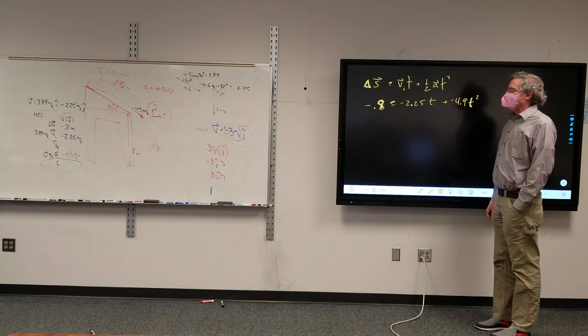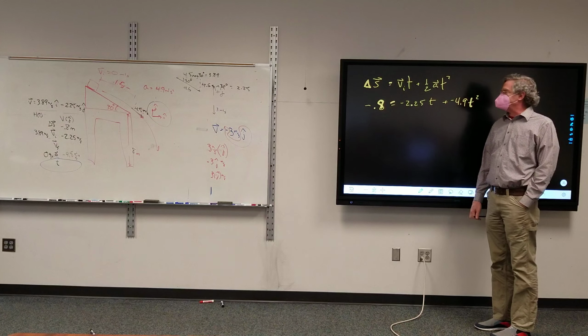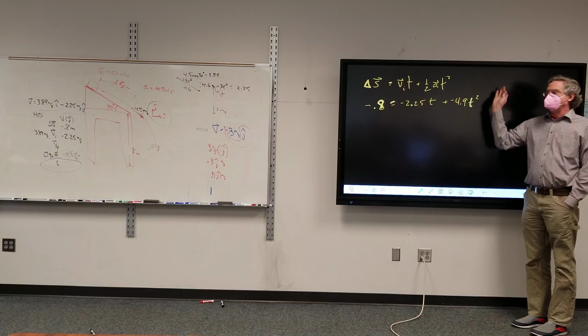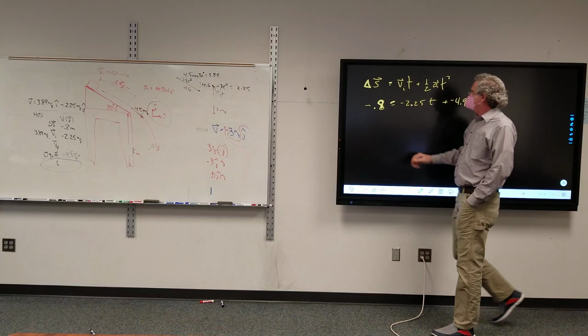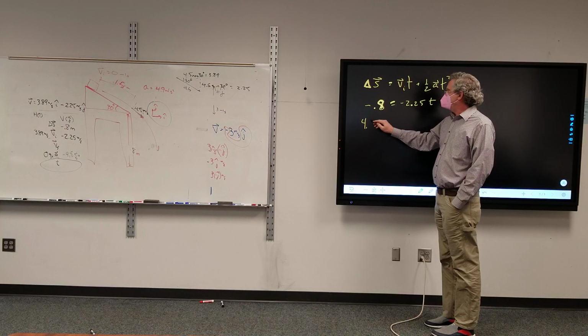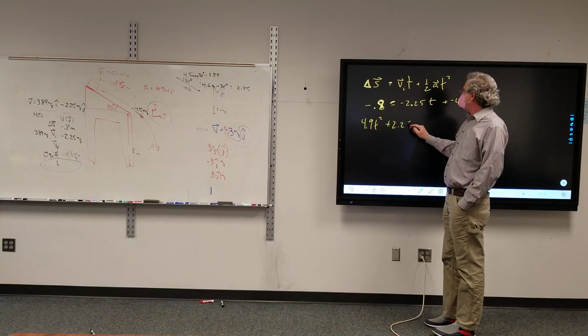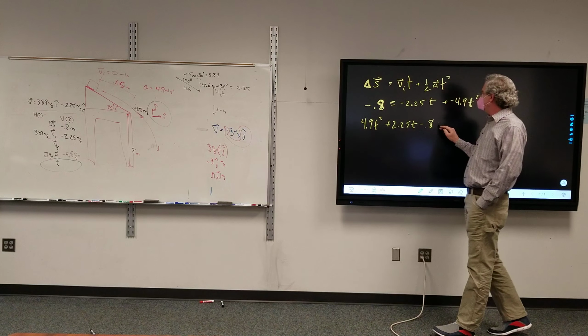All right, now, this is my own personal eccentricity, one of many. I like the quadratic term to be positive, so I'm going to move everything over to the left. So 4.9t squared plus 2.25t minus 0.8 is equal to 0.